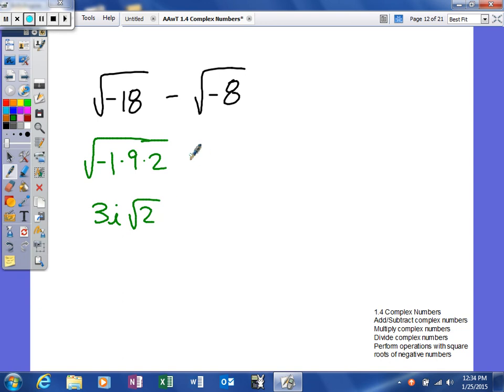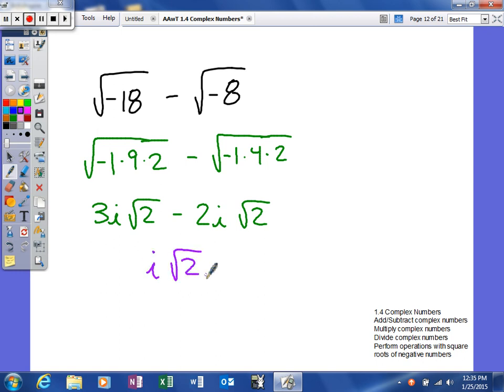And then over here, we'll try to simplify this one also, so we'll say negative 1 times 4 times 2. When you simplify this, the square root of negative 1 is i, the square root of 4 is 2, so we get 2i square root of 2. Now I can go ahead and add and subtract these. Whenever you're adding radicals, all you're going to do is add the coefficients. The index and the radicand will, of course, stay the same. So that will be the simplified form for that one.